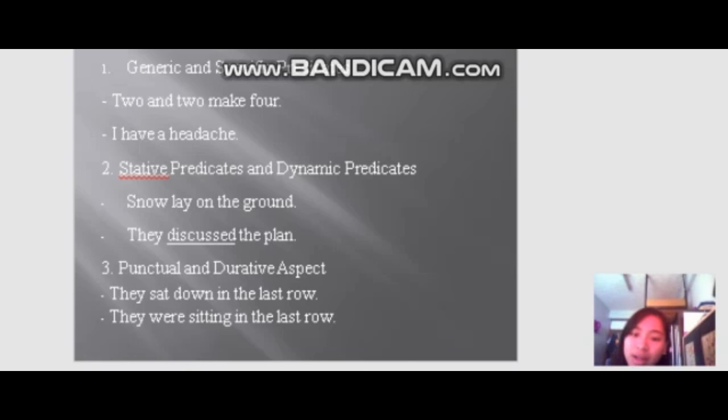Next are punctual and durative aspect. Punctual aspect contains momentary actions or change of state. For example, they sat down in the last row. Durative aspect contains an unchanging state or continuing activity. For example, they were sitting in the last row.